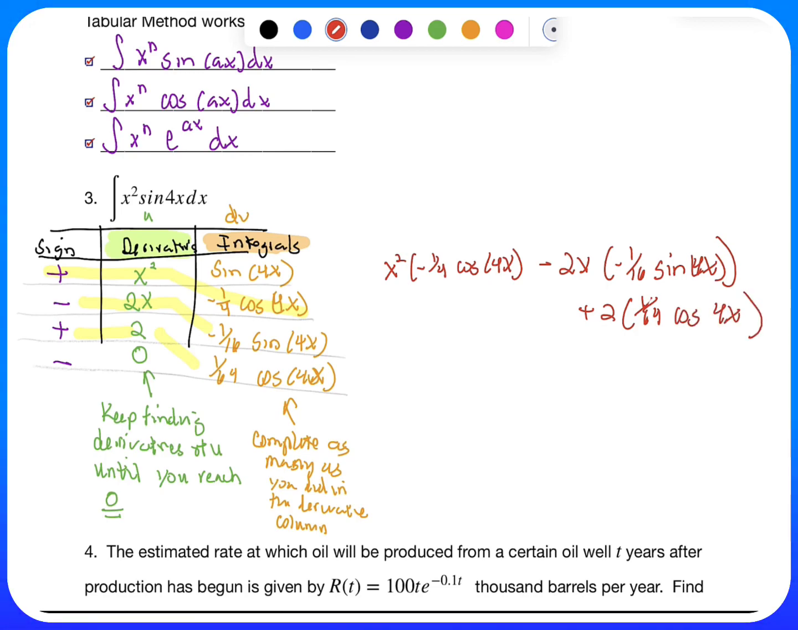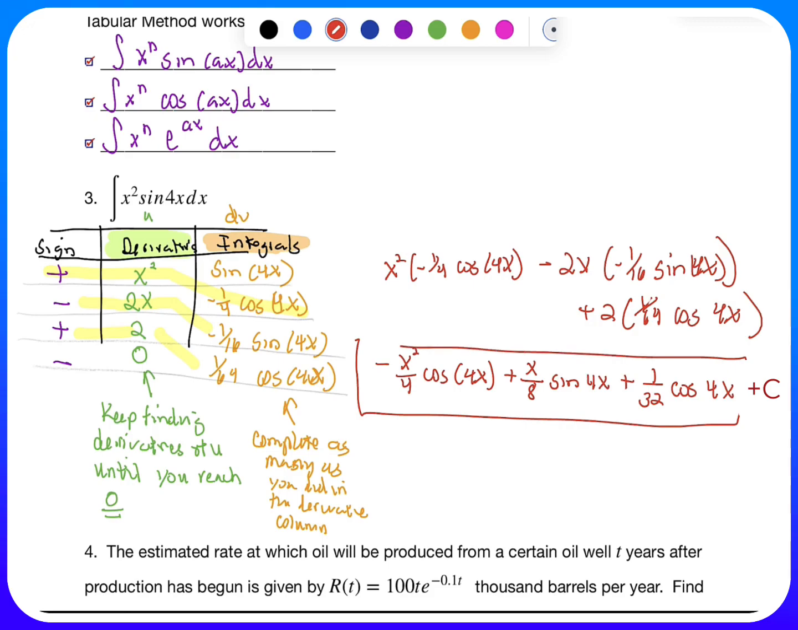And so now the only job is to simplify to get negative x squared over 4 cosine of 4x plus 1x over 8 sine of 4x plus 1 over 32 cosine of 4x, and then don't forget your plus c.